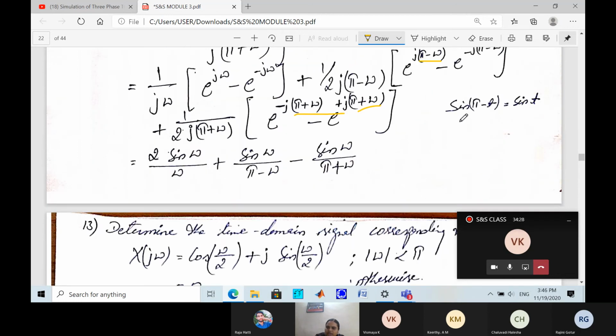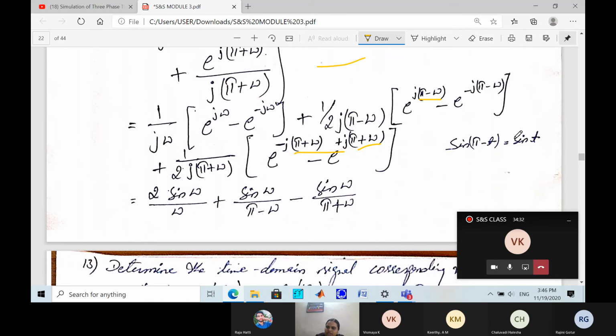Here you remember sine pi minus t is nothing but sine t; I hope you learned that in your basics. Based on that, you will get e raised to j theta minus e raised to minus j theta. Here j is there, so actually you should get 2j, but the 2 is not there, so it is taken here as 2 into sine omega divided by omega. Then from this I can write sine omega divided by pi minus omega, since pi minus omega means pi minus t.